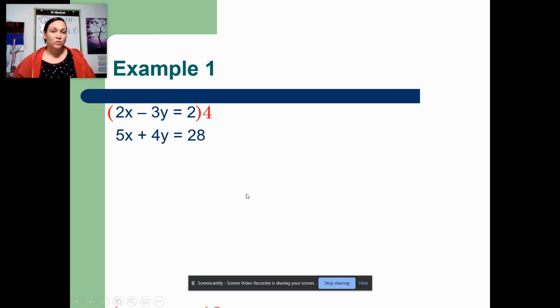Now don't forget, when you're multiplying, you're going to distribute to the entire equation. So I'm going to do 4 times 2 and 4 times 3 and 4 times 2 again. And then I'll do 3 times 5, 3 times 4, 3 times 28.